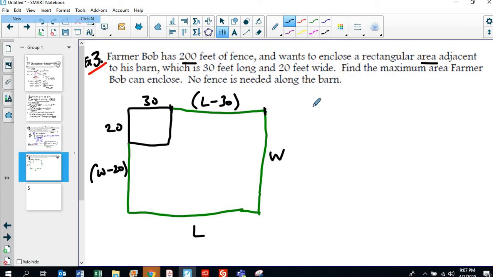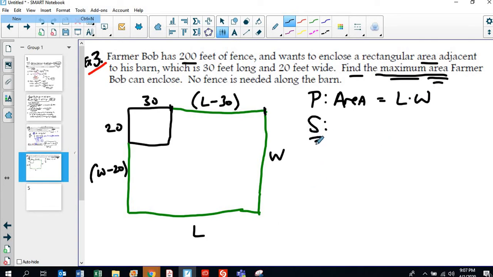So now we're looking for our primary function and our secondary equation. What's primary? Well, what are we trying to find? We're trying to find the maximum area. Immediately, that tells me that area is my primary function if I want to maximize it. But how do you find the area of a rectangle? It's just length times width. Simple enough.